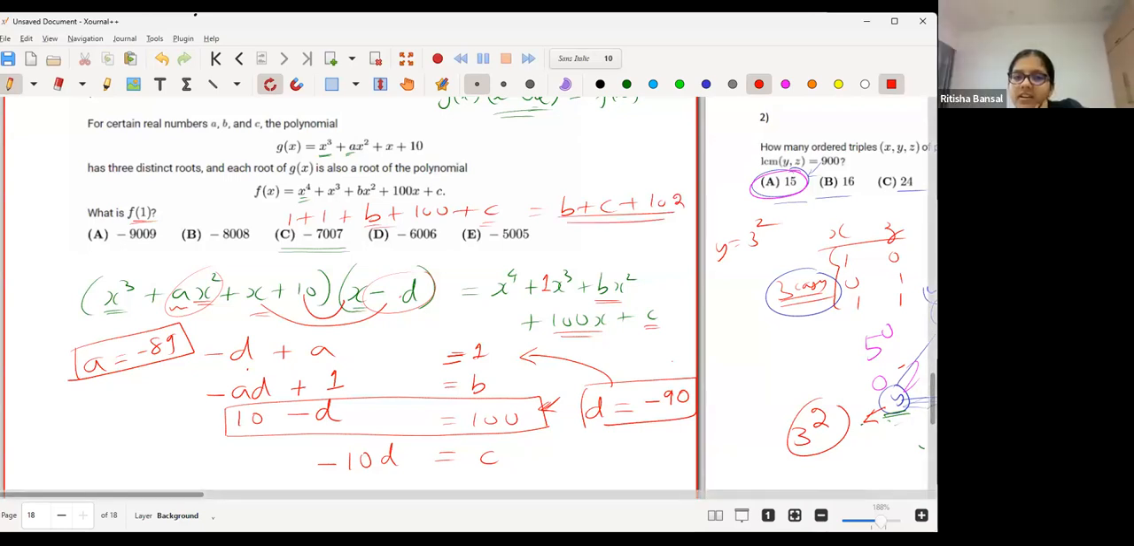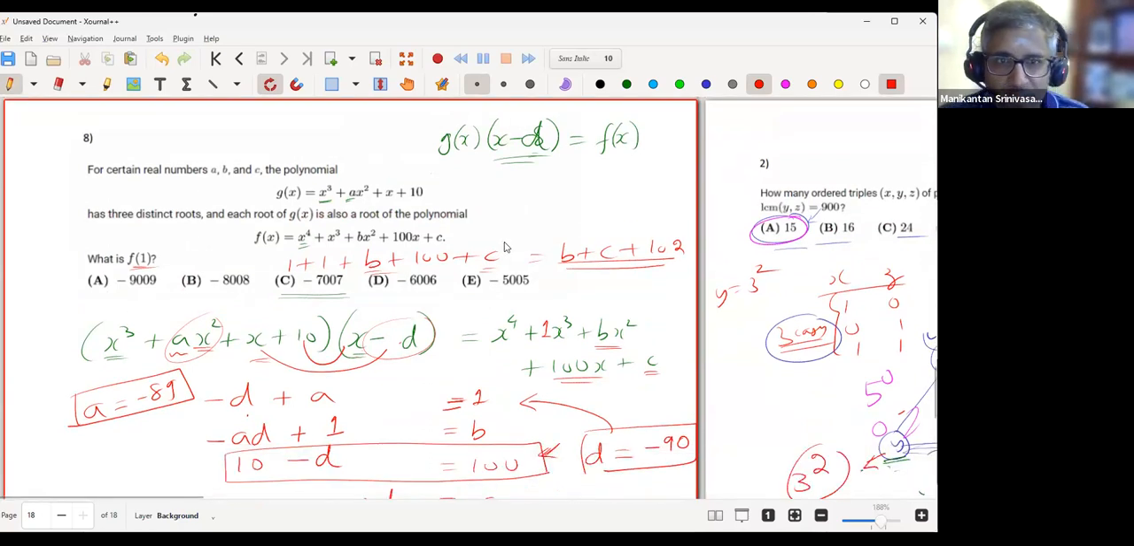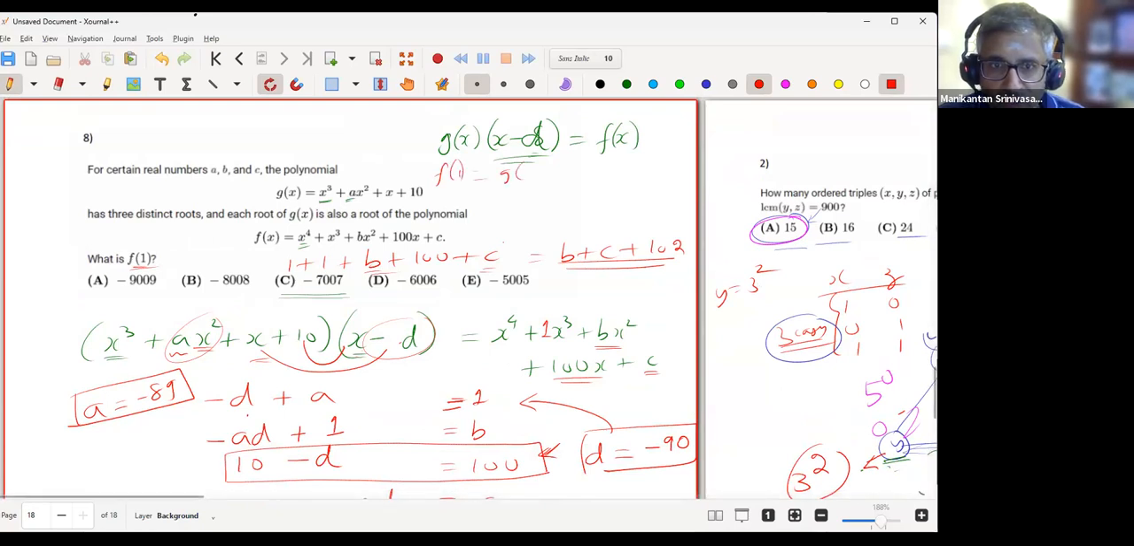That's what I need. So you can use the first equation, g of x into 1 minus d. Ah, nice. Yes, understood. So I already know a, you mean? Yeah, that's what you mean, right? So essentially you need f of 1. So she's saying f of 1 is g of 1 times 1 minus d. And g of 1 is 1 plus a plus 1 plus 10, which is 12 plus a, times 1 minus d. So I found my a and d. She's saying, why waste time?